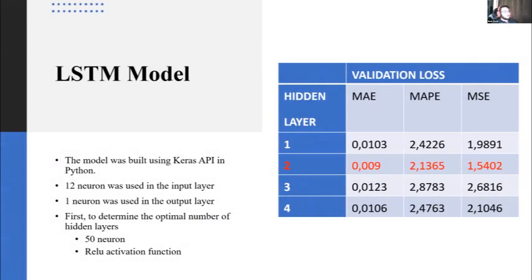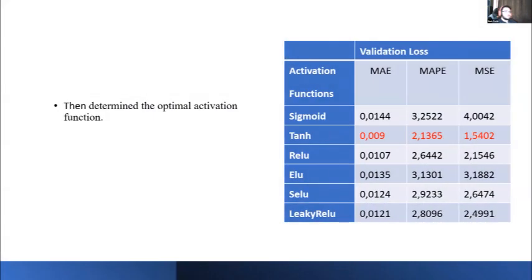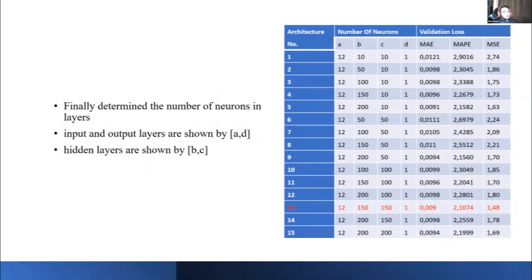Then I established the LSTM model. Again, I chose the number of hidden layers. 2 is best for that model. Tanh activation function was slightly better than others. And 115 neurons in each hidden layer was best.